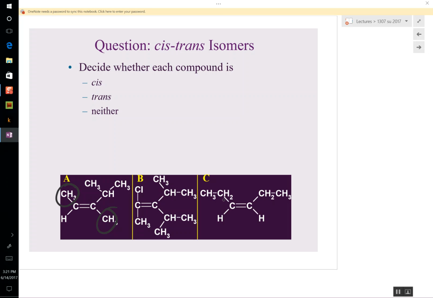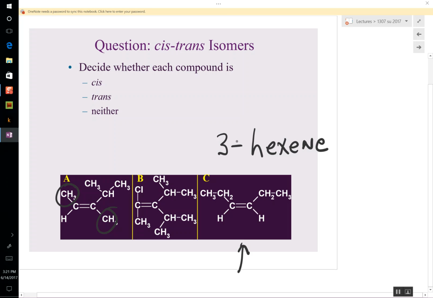C. Yeah, C. Longest chain? 6. So it's hexene. And where does the double bond begin? 3. And you just told me that it's cis. That's its full name. Cis-3-hexene. But if I give you that molecule and say name it, and you say, oh, it's 3-hexene, you haven't given me the full name.